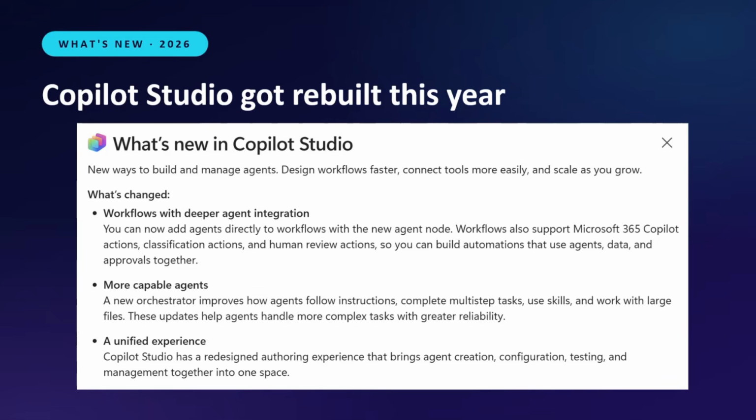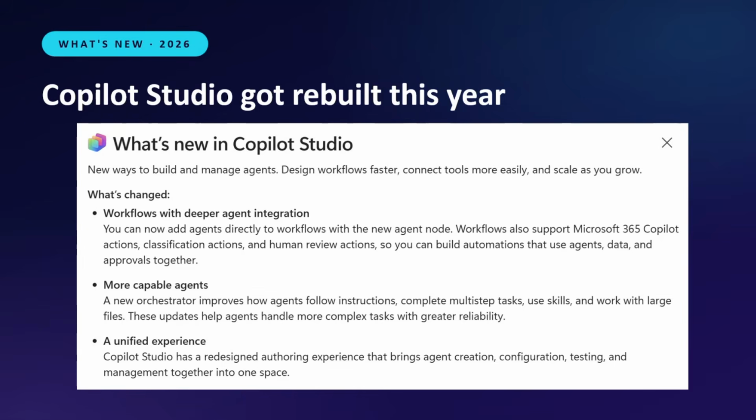And like Al mentioned, the use of skills. Skills is really the way to go. I'm myself still learning how to start using skills, how to train your agent to repetitively do what you want it to do. It also works with larger files, which is a great win. And then there's the unified experience. Copilot Studio has redesigned the authoring experience, which brings agent creation, configuration, and testing all into one space.